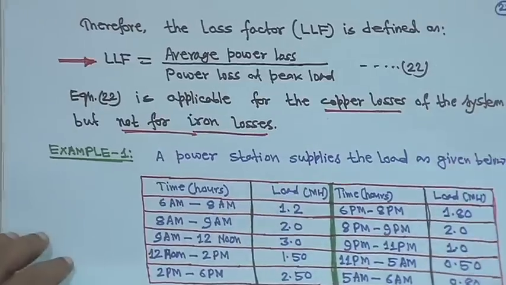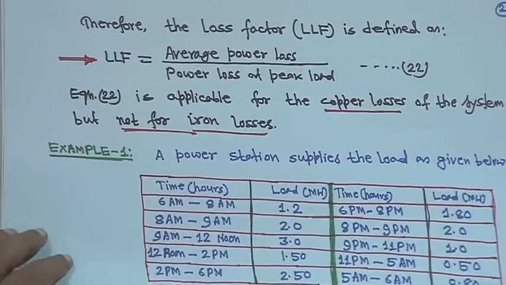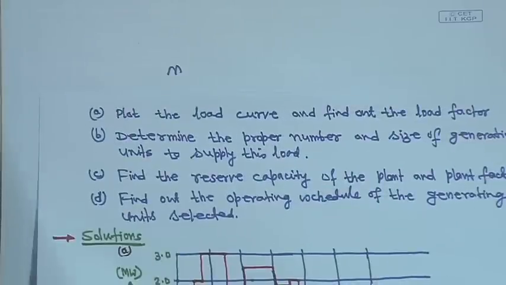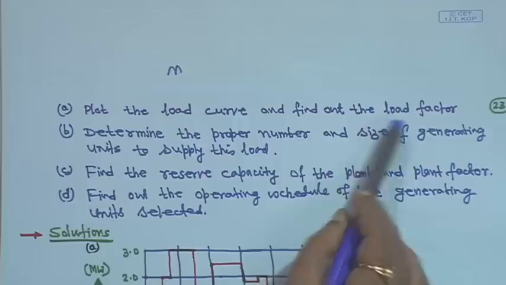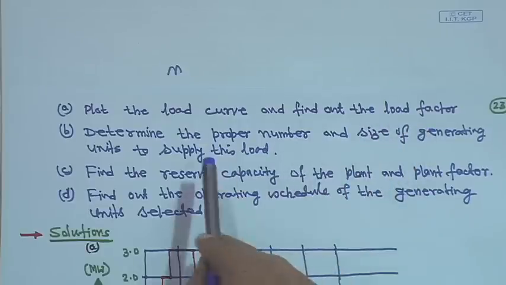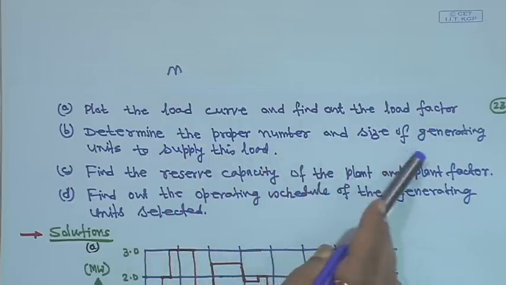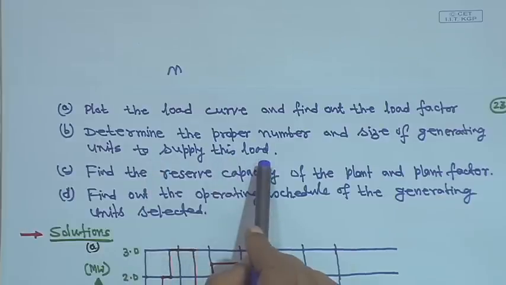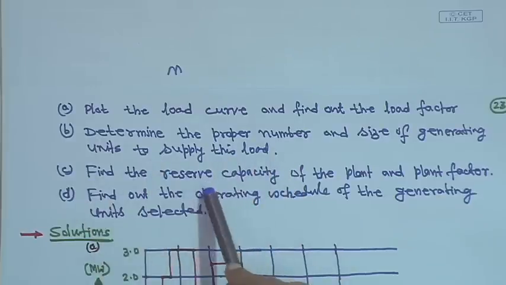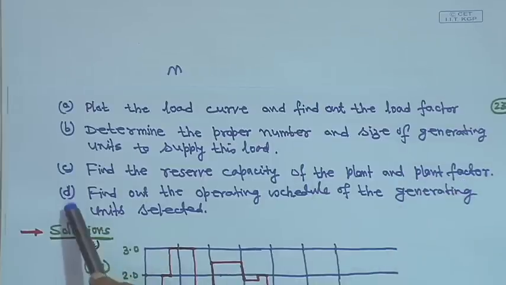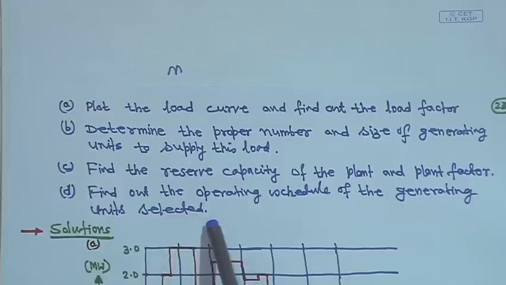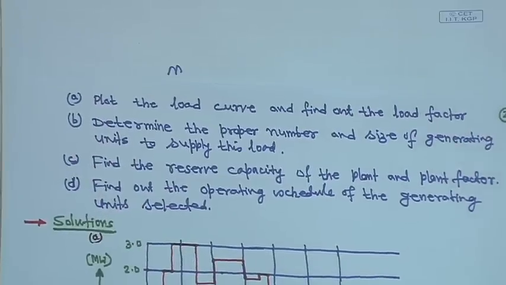What you have to do is, first, plot the load curve and find out the load factor. Next, determine the proper number and size of generating units to supply this load. C is find the reserve capacity of the plant and plant factor, and D is find out the operating schedule of the generating units selected. So, these 4 things you have to determine based on the given data.